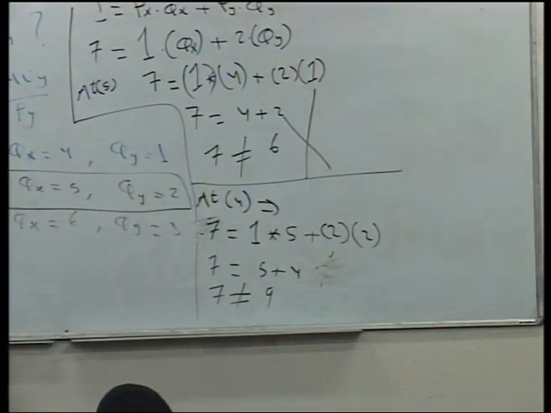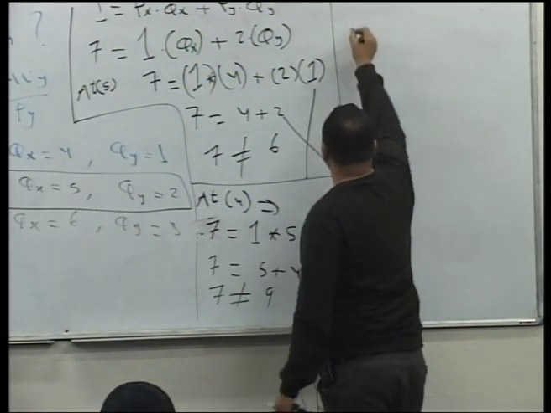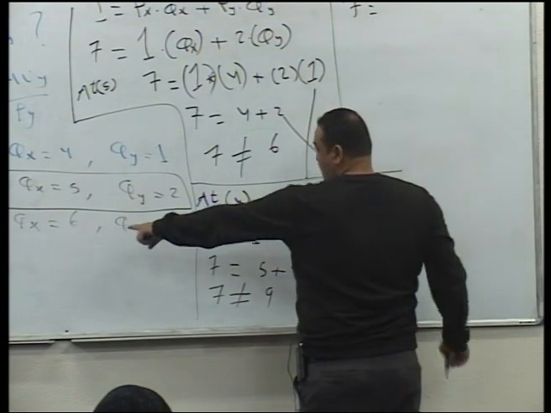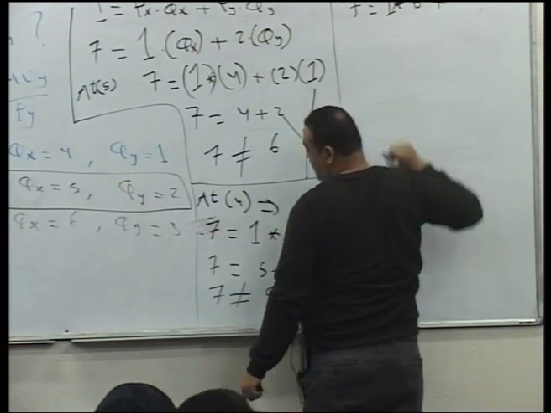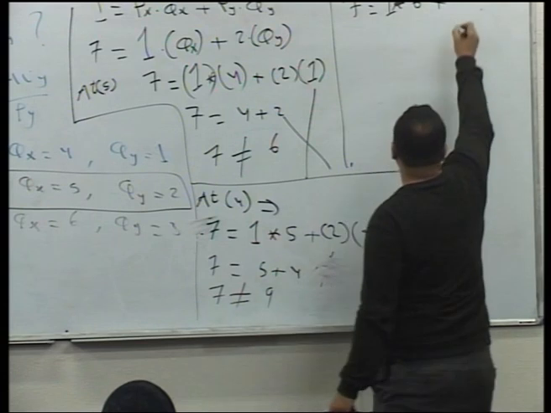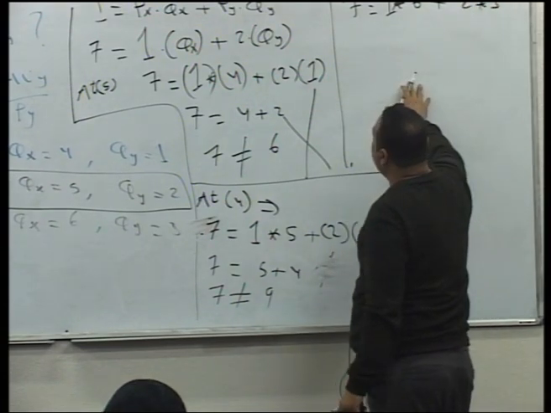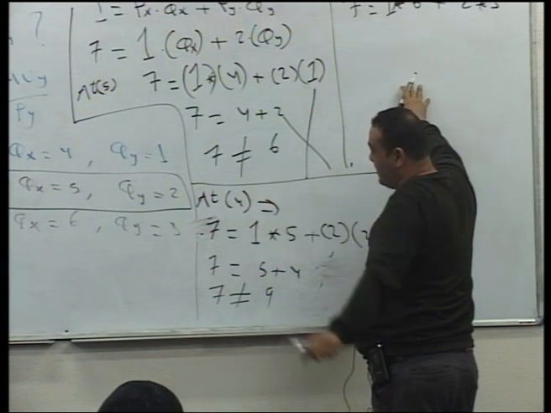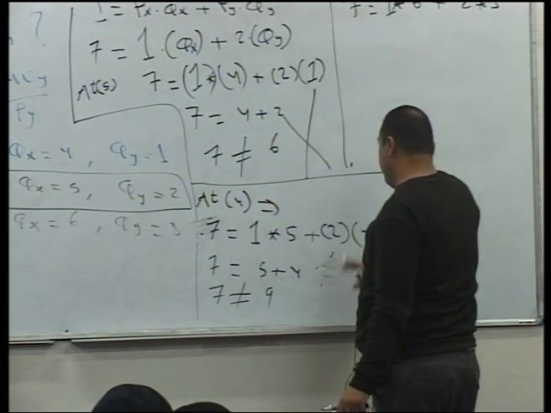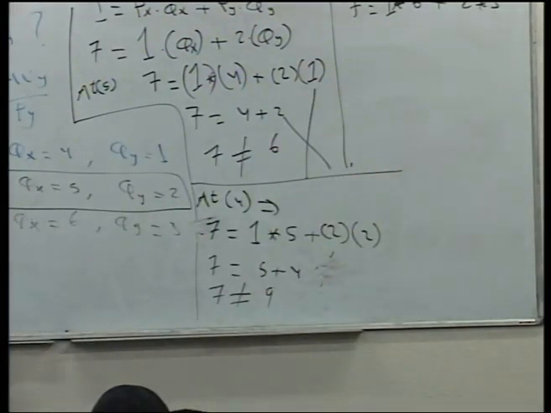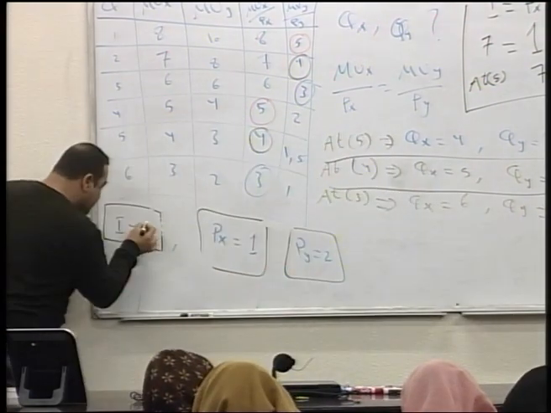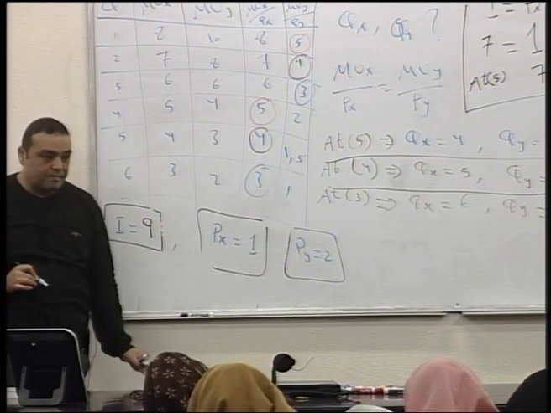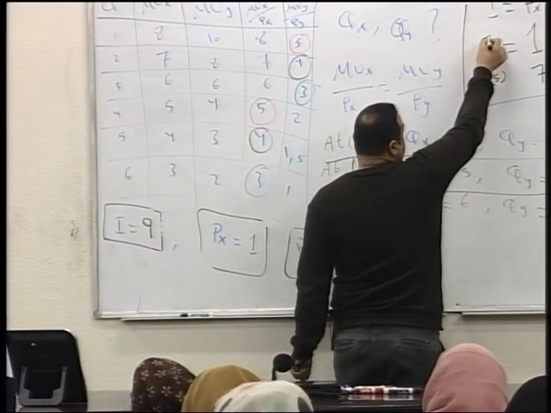Right? The last case. Income 7 equals 1 times 6 plus 2 times 3. Okay, I want to put another assumption. Let's make the consumer income equal 9. The income equals 9. Fine, we assume that the income equals 9. Then we work with 9 instead of 7.